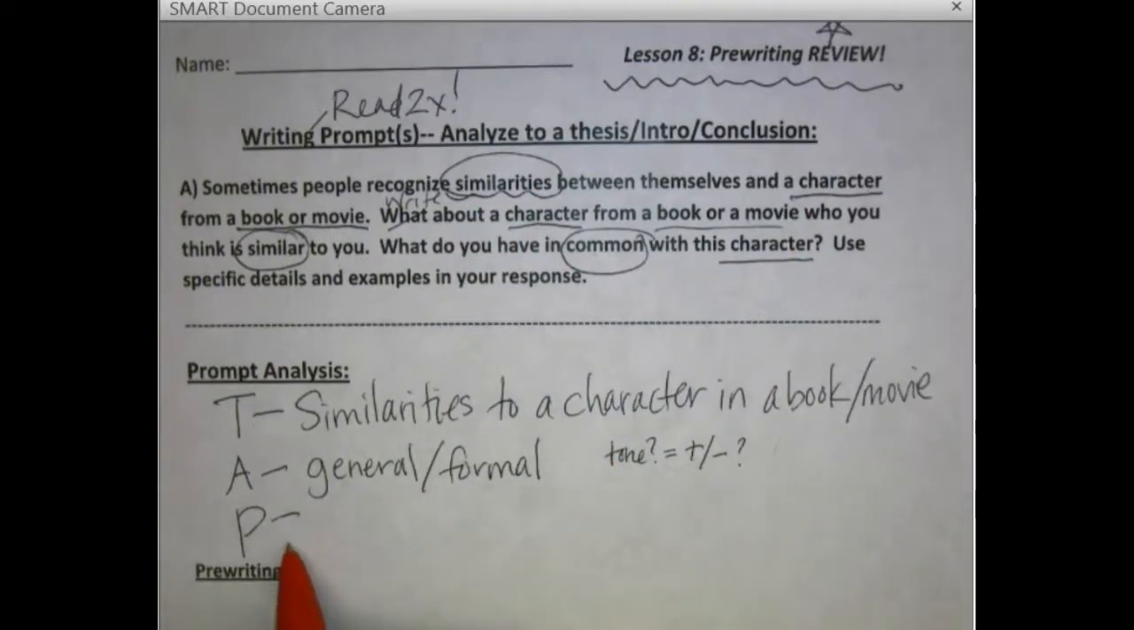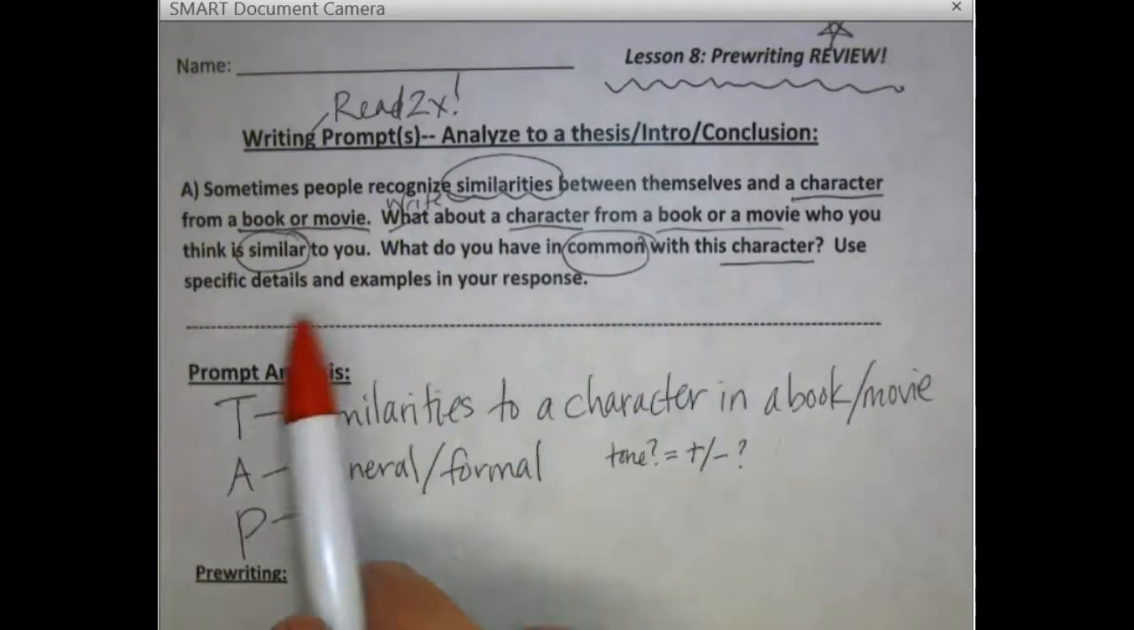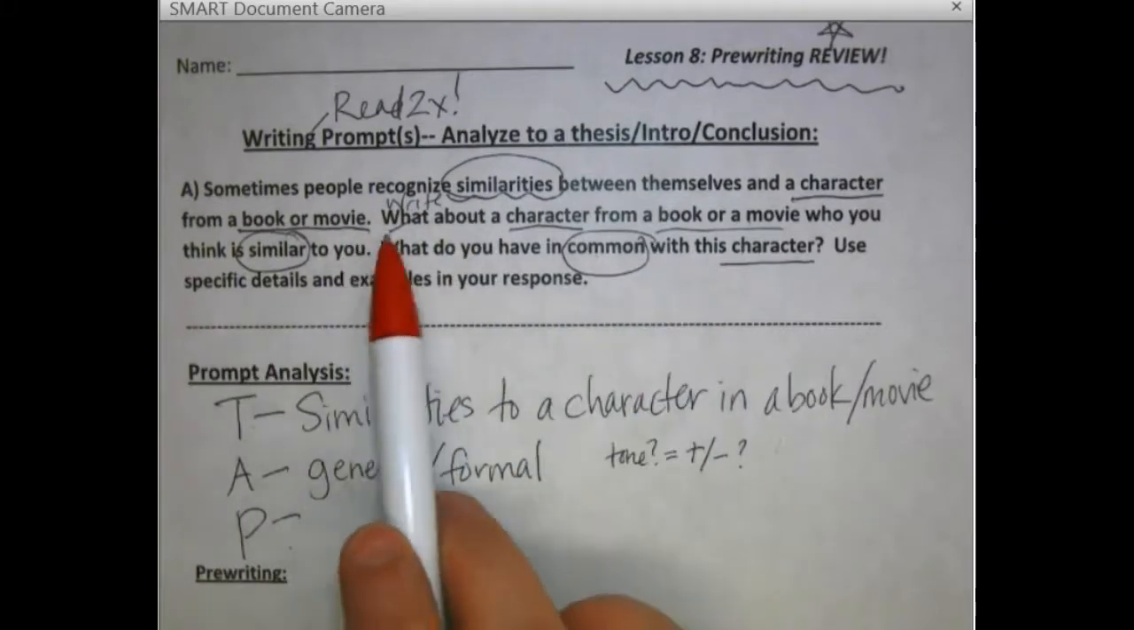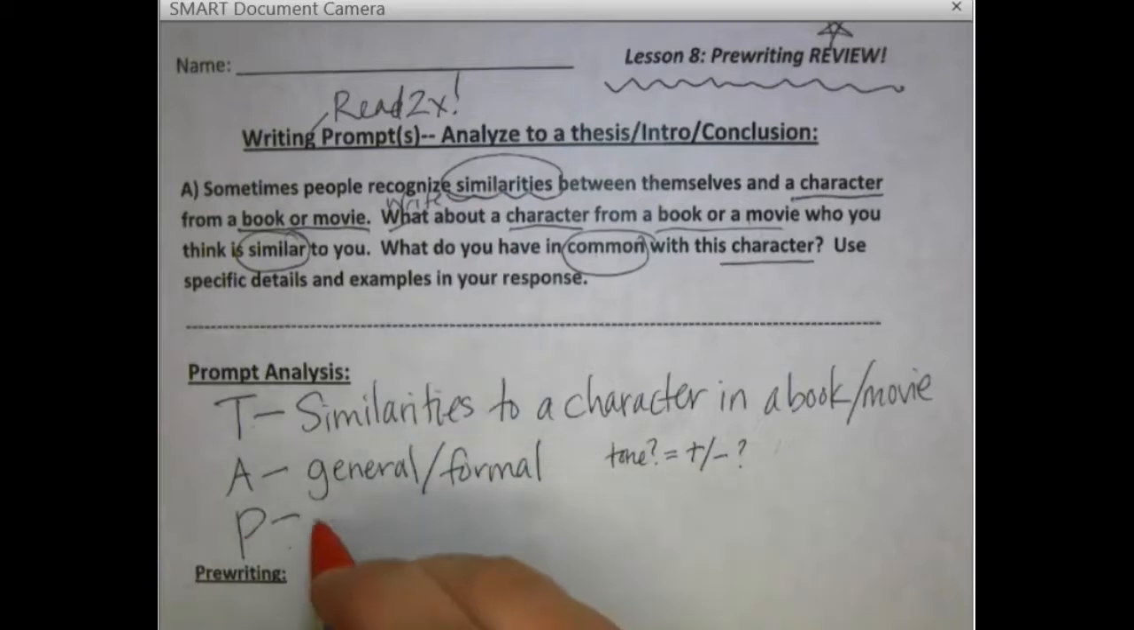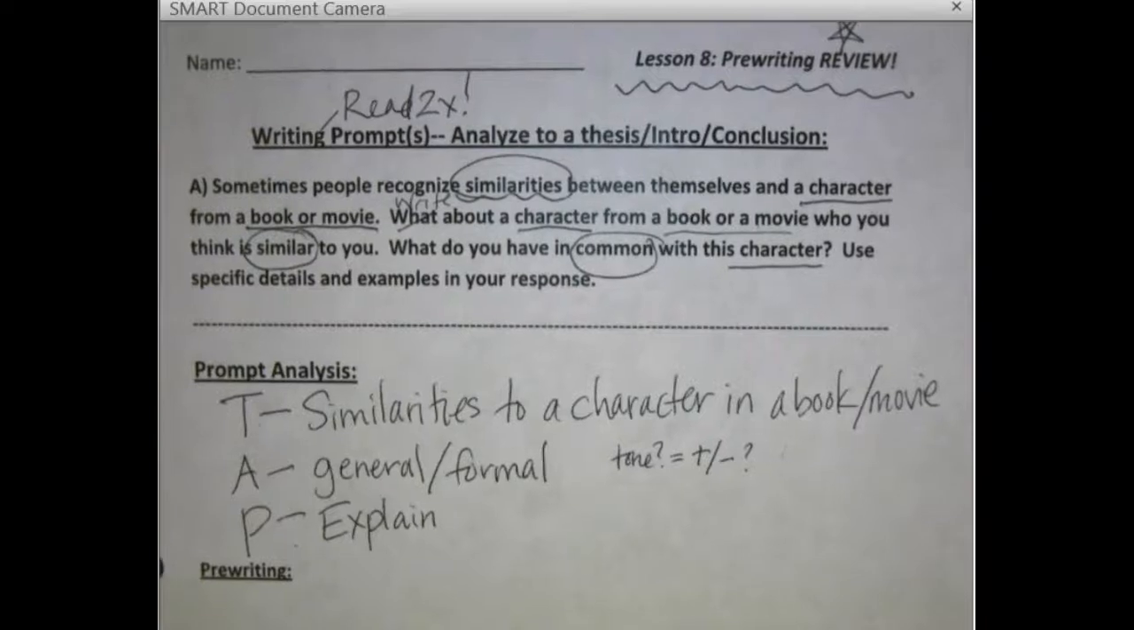The purpose for this is not explicit, but it says use details and examples, write about your similarities. You're basically just explaining. So you don't have to persuade or anything, you're just explaining.